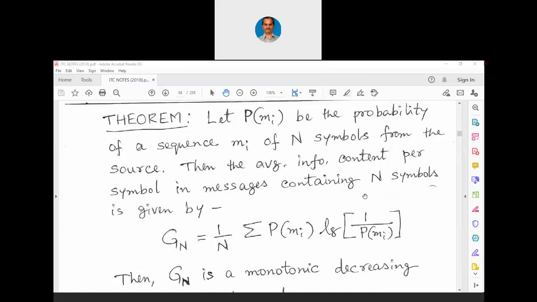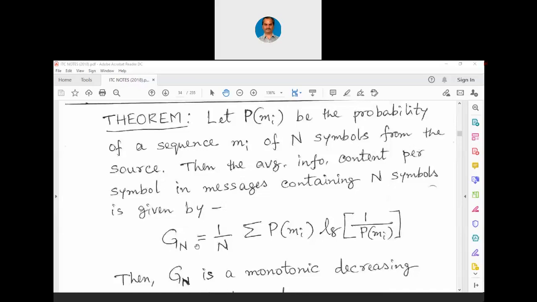In the same way, let P of Mi be the probability of a sequence Mi of n symbols from the source, because the source keeps on emitting symbols, and the symbols can occur in large numbers and that can become a sequence. That is the idea here. Then the average information content per symbol in messages containing n symbols is given by. Now we have a bigger challenge of finding the entropy of all these sequences, which are quite lengthy.